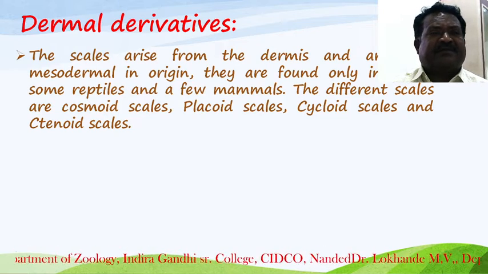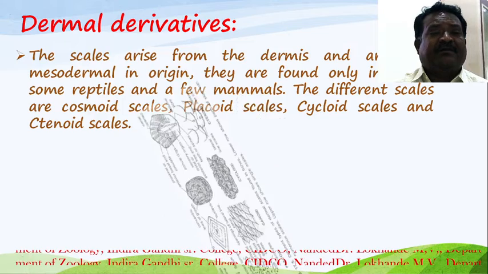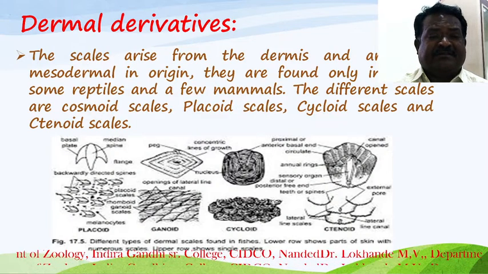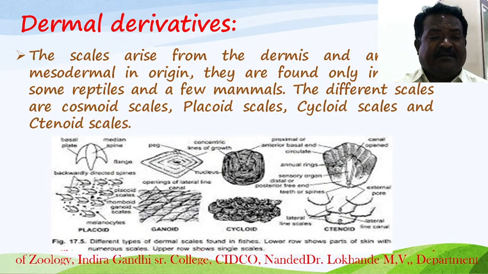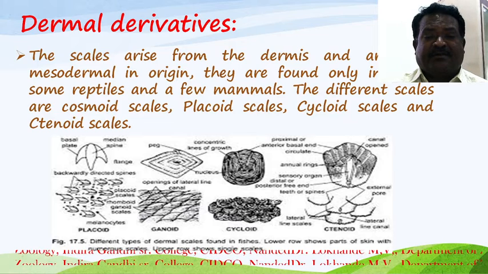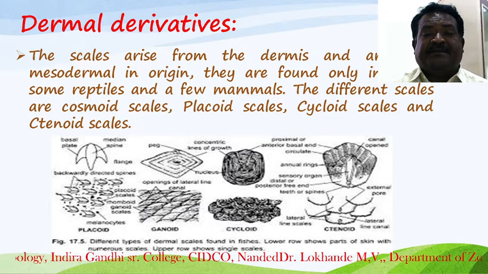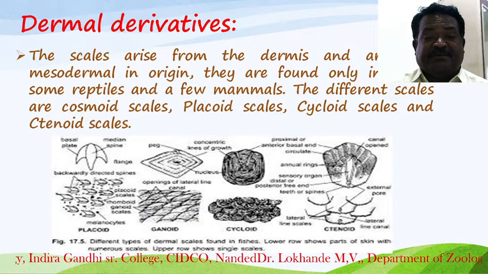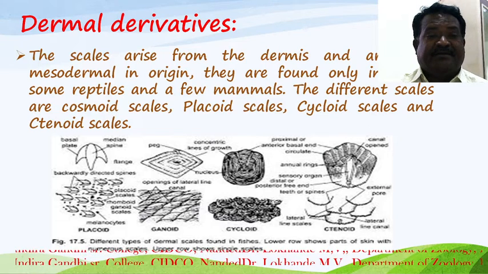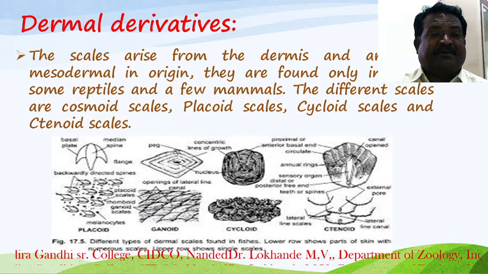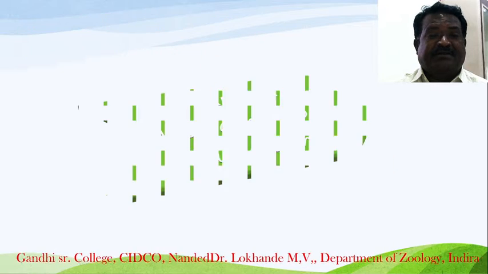So different types of scales are present in fishes, like the placoid scale, ganoid scale, cycloid scale, and the ctenoid scale. Such types of scales are present on the body of the fish, and they are called the dermal derivatives of the skin.